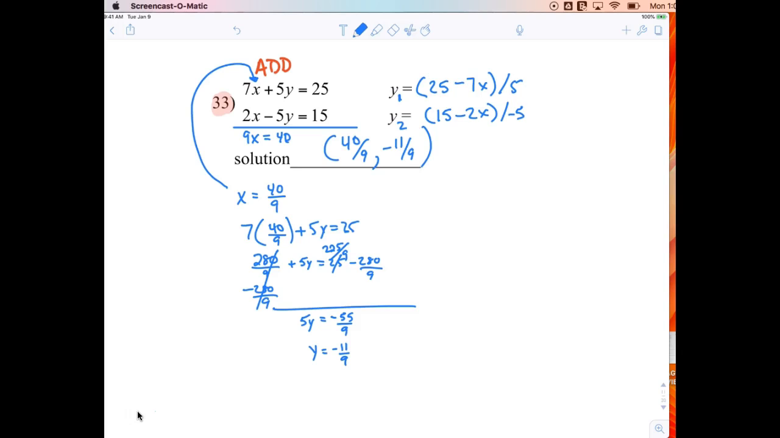Then you go to second calc, second calc, then you hit the 5. Then you hit enter 3 times, and it'll give you, I think 40 over 9 works out to be like 4.444444, if I'm not mistaken. And then negative 11 ninths became negative 1.22222. I think that's what it is.